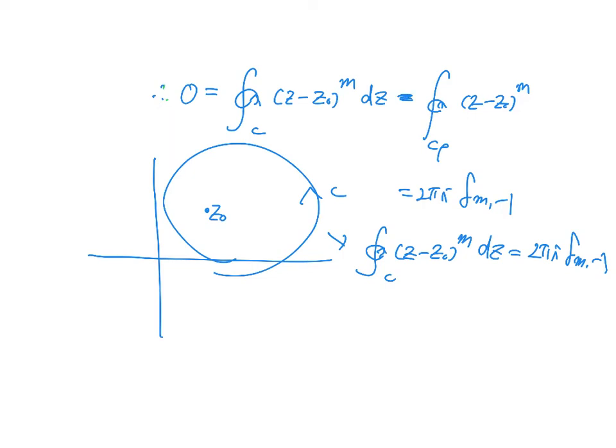Minus. So I think I should write this way, right? The difference between two integrals has to be 0. So as a result, when z naught is anywhere in the circle, then this result should be 2 pi i times delta m minus 1.